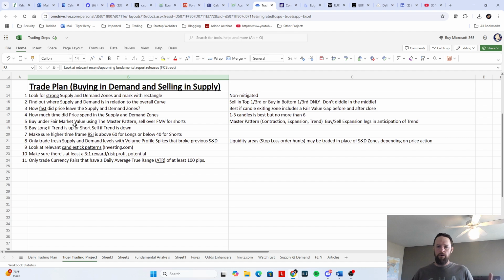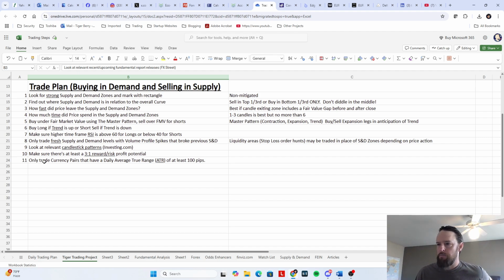So if the overall trend is up and we find those contraction points on smaller time frames, it's a good idea to buy slightly below that, because that's where your fair market value is, anything below that zone. Again, it'll make sense when I show you on the chart. Master pattern is super powerful, though. I mean, super powerful.